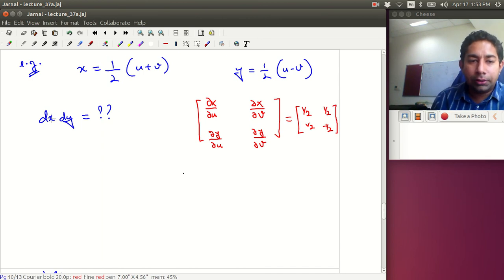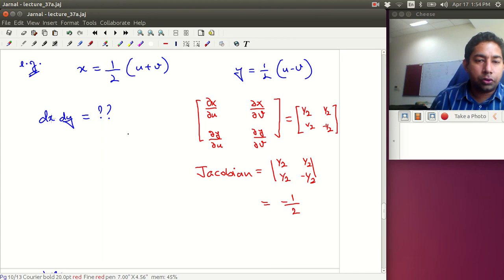Okay, the Jacobian is the determinant of this matrix: 1/2, 1/2, 1/2, minus 1/2. So that will be minus 1/2. So what we say here is that dx dy should become the modulus of minus 1/2 times du dv. So that should be 1/2 du dv. Okay, so it's as simple as that.